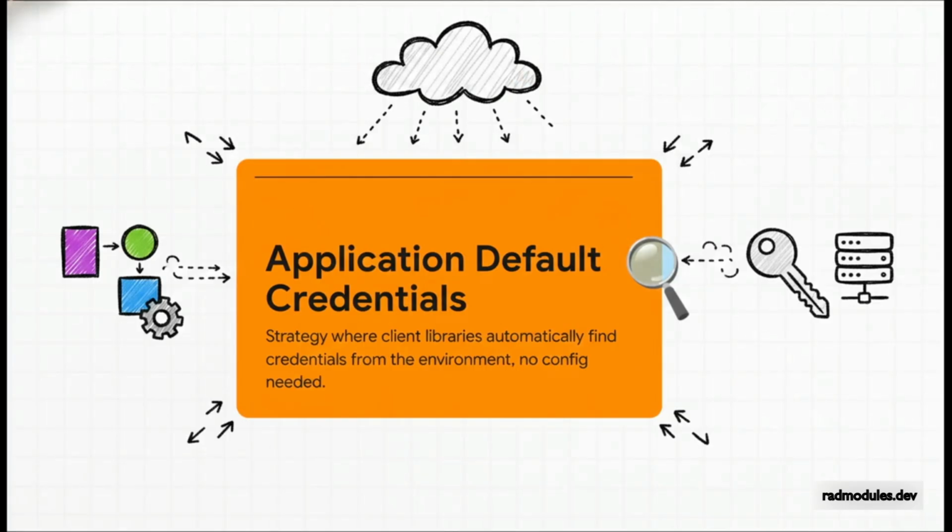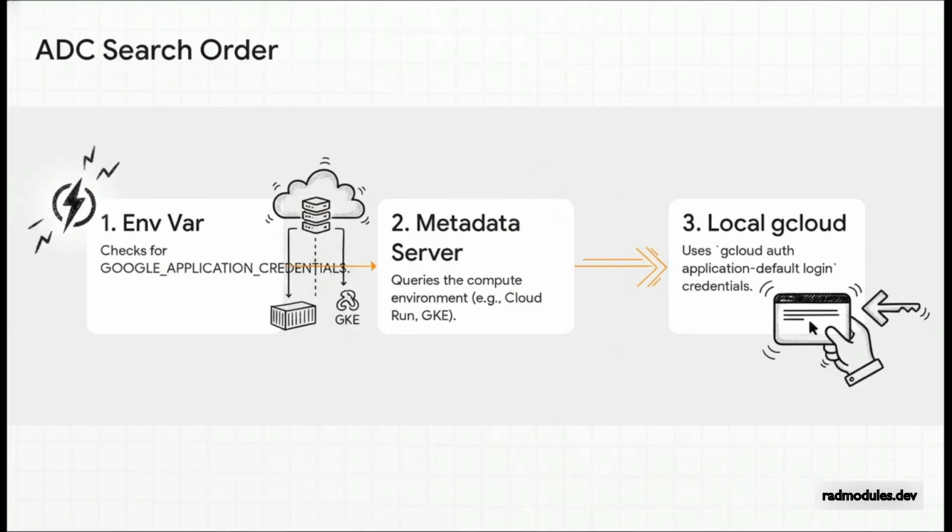The magic behind all of this is a concept you have to know, Application Default Credentials, or ADC. It's basically a smart strategy that lets the official Google Cloud libraries automatically find the right permissions from whatever environment they're in. That means you don't have to hard-code a single key or credential file into your app. It's amazing. And it's not actually magic. There's a specific order it follows.